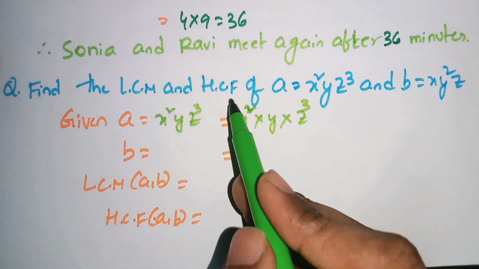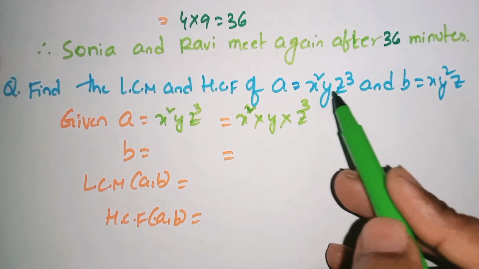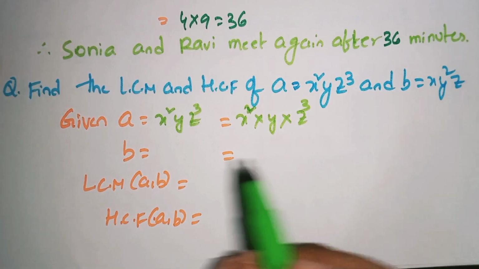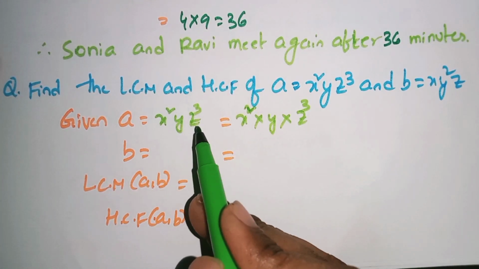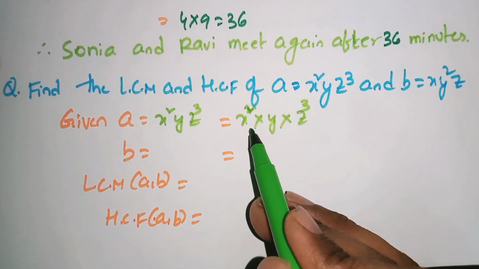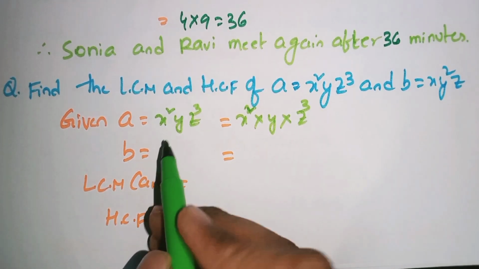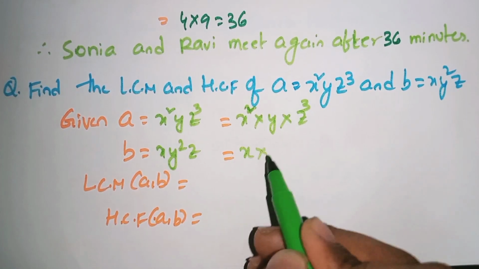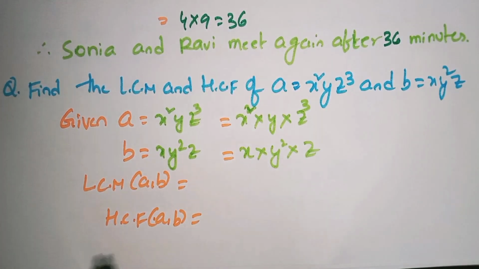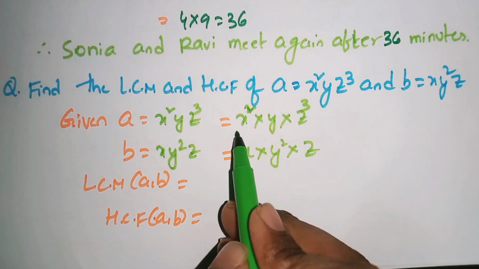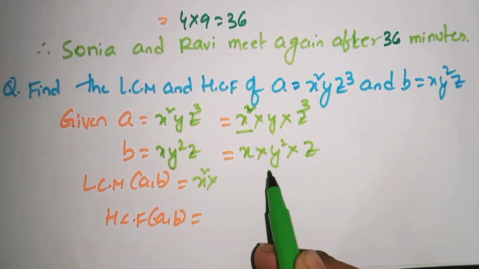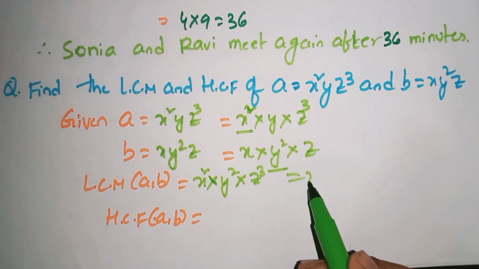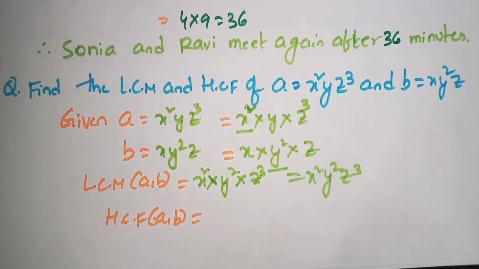Find the LCM and HCF of A equal to x square y z cube and B equal to x y square z. Given A equal to x square y z cube, which can be written as x square into y into z cube, and B equal to x y square z, that can be expressed as x into y square into z. Now the LCM of the numbers is x square into y square into z cube, that is x square y square z cube.